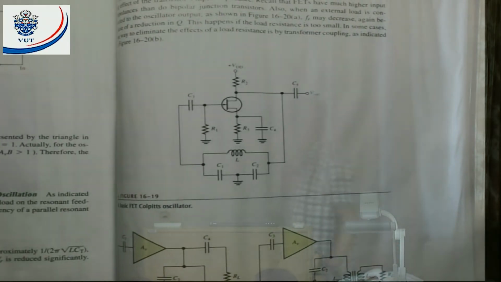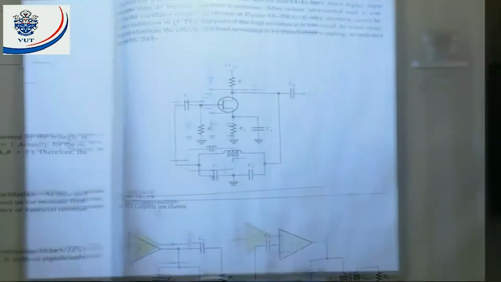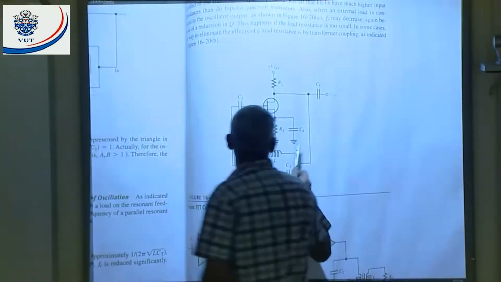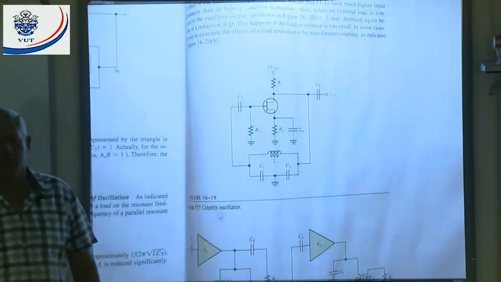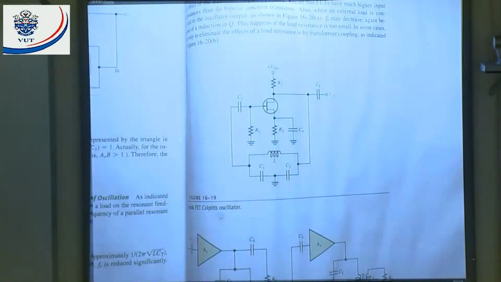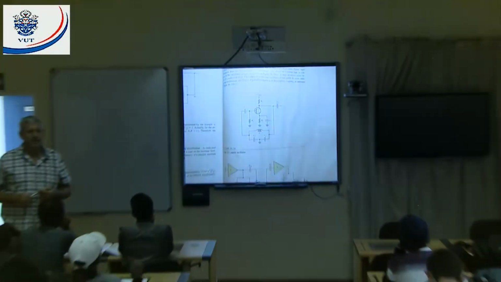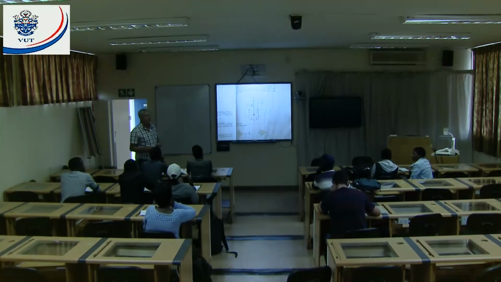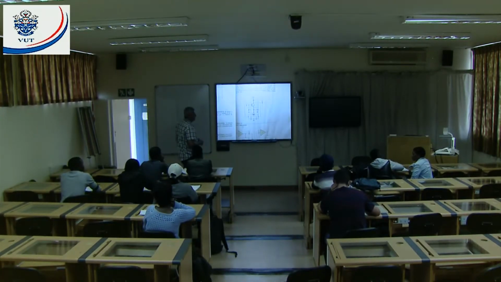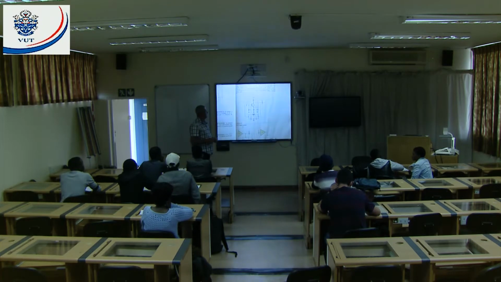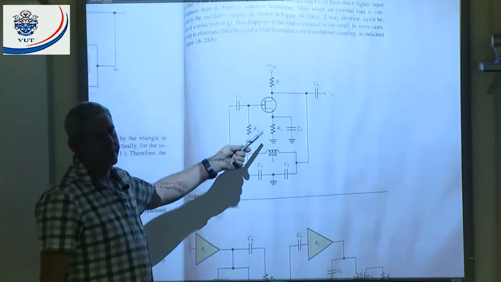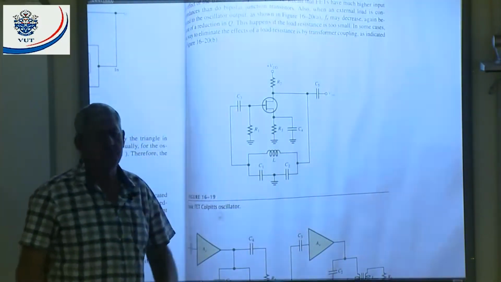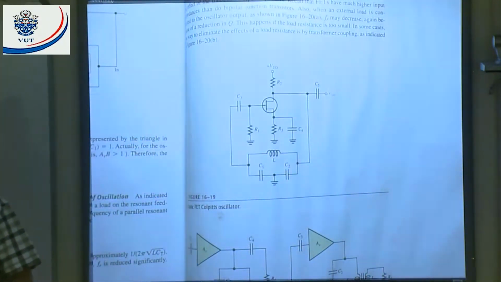First of all, if I ask you to name this circuit, what will you name that circuit? Electronics 2. What are you saying? This is a self-biased JFET amplifier. What's the big advantage of a self-biased JFET amplifier?